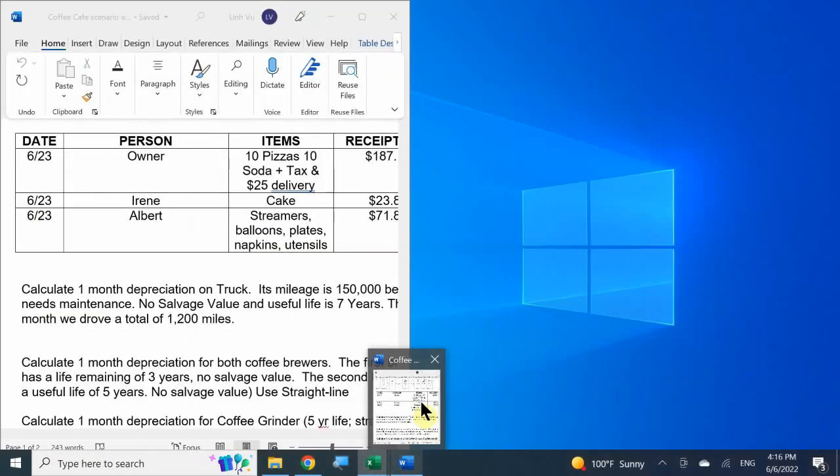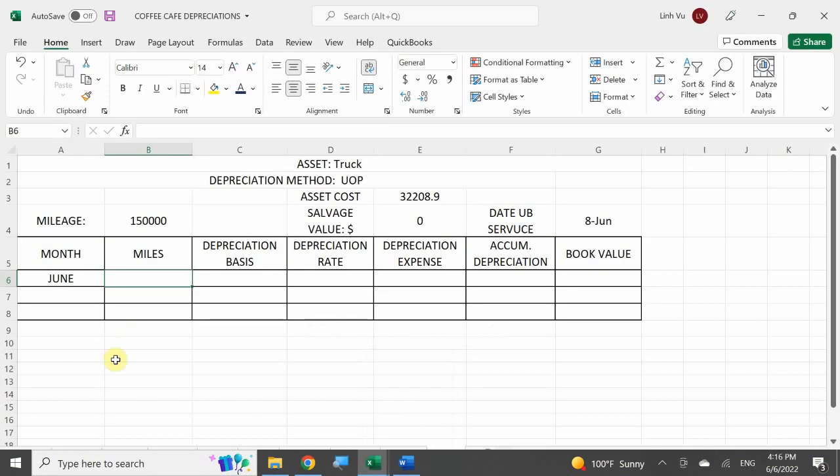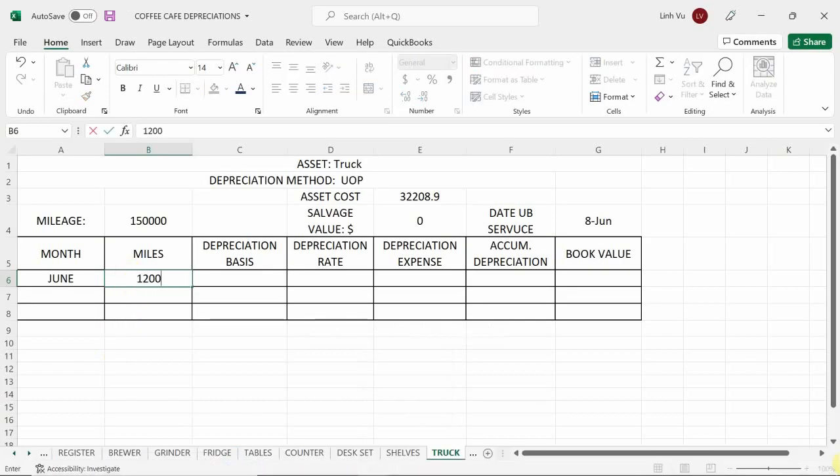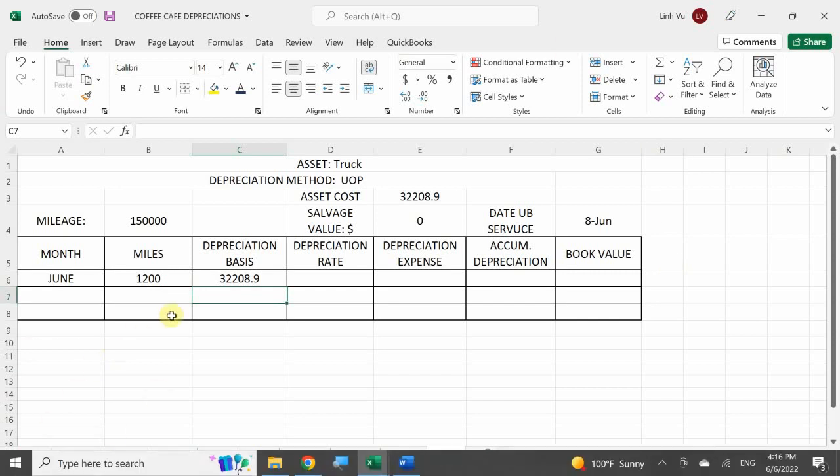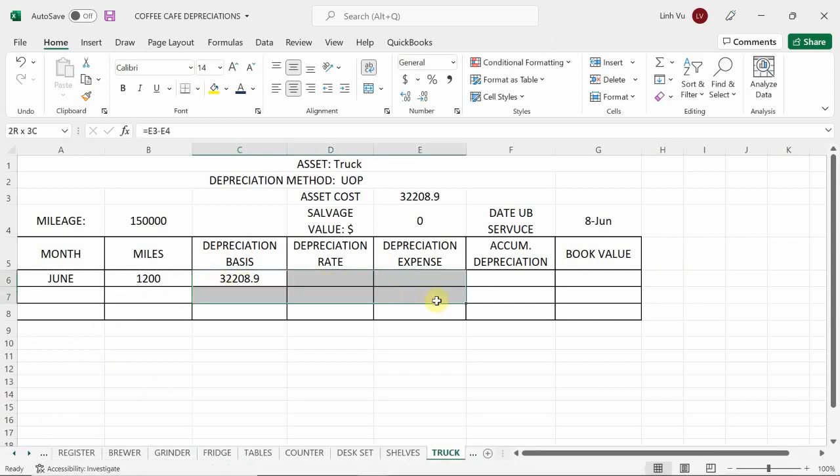Okay? So in this case, it tells us that for the first month, we drove a total of 1,200 miles. Okay? So in this case, units of production, how do we calculate the depreciation basis? Okay? In this case, the depreciation basis is going to be the asset cost minus salvage value, so minus 0, which is going to give you a total of $32,208.90. Okay? That's your depreciation basis.